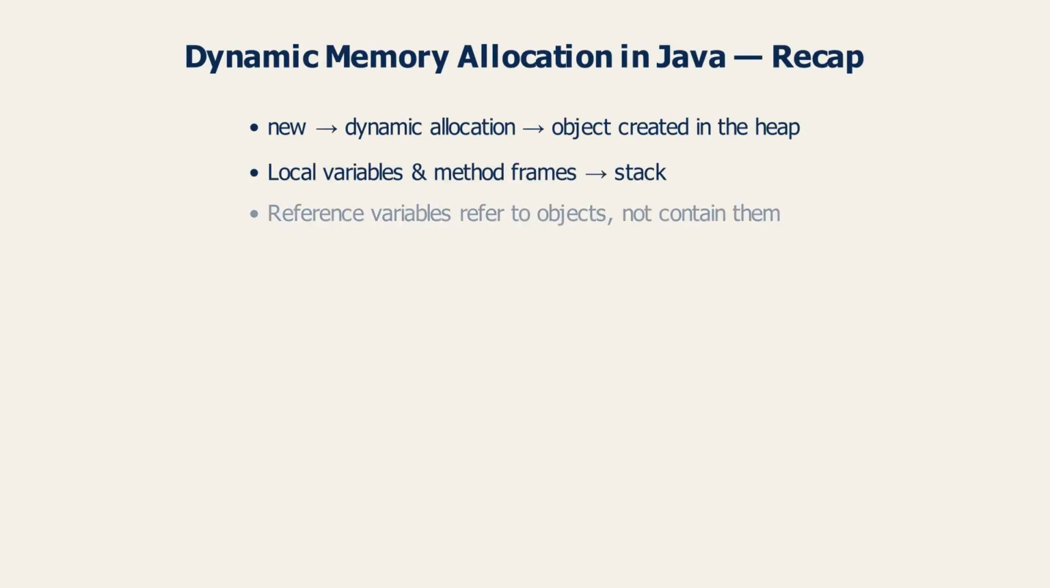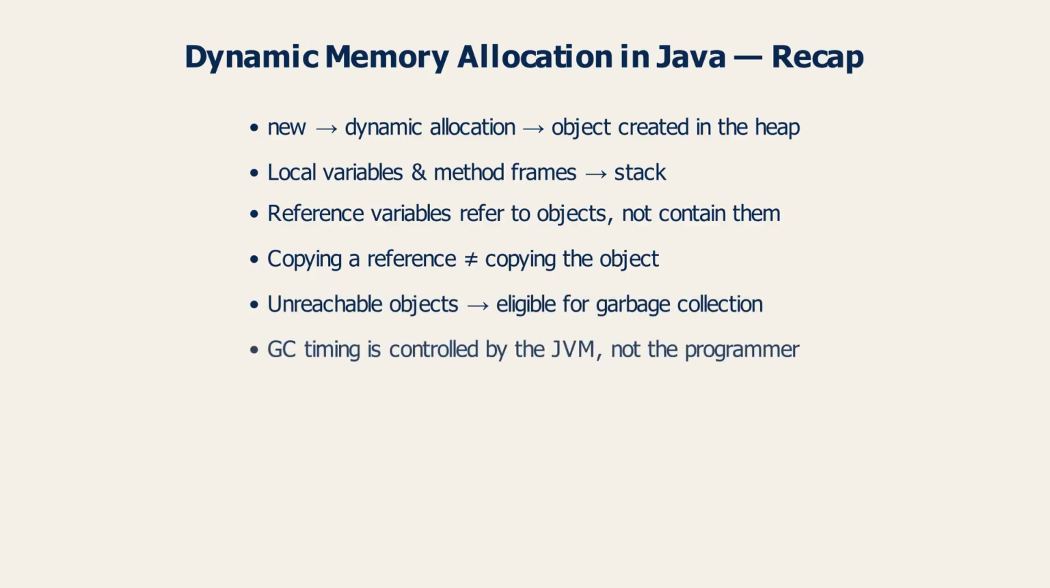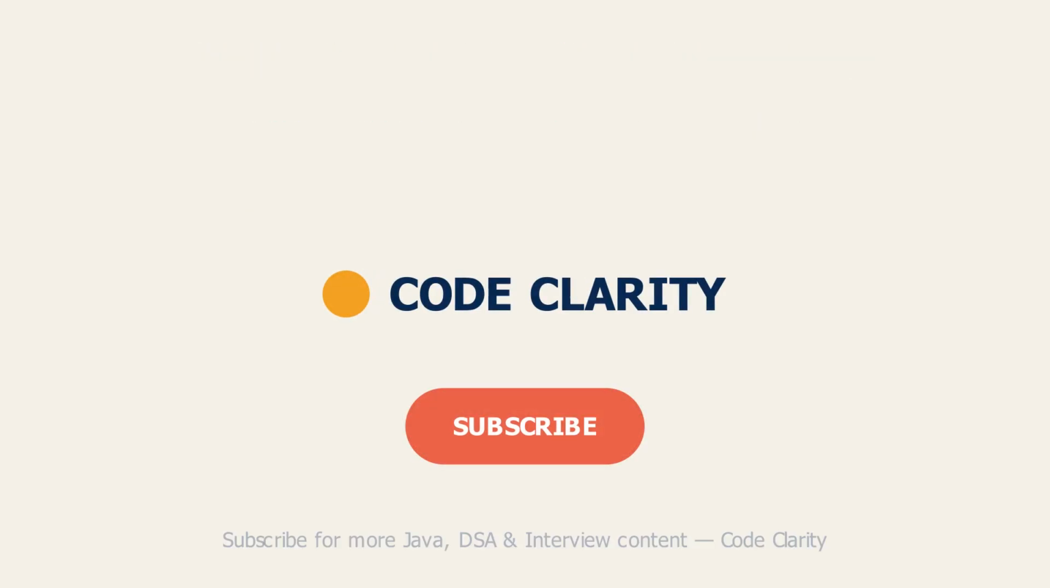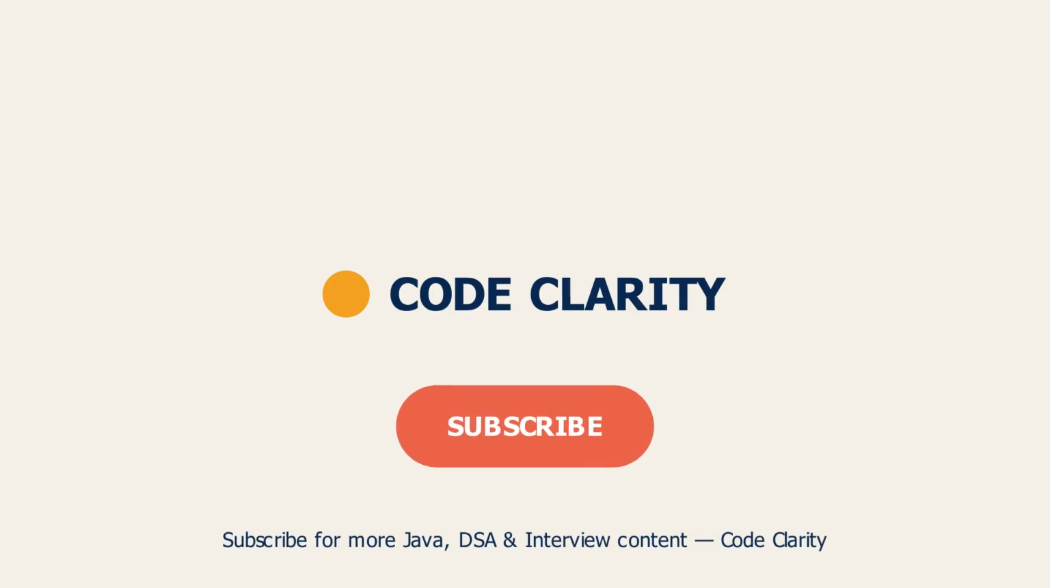Let's bring it all together. Java uses dynamic memory allocation whenever you create objects or arrays with new. Local variables and method calls live in stack memory. Objects and arrays live in heap memory. Reference variables refer to those objects. They don't contain the objects themselves. Assigning one reference to another never copies the object, only the reference. Unreachable objects become eligible for garbage collection, and Java handles the actual cleanup automatically, but you, the developer, still need to understand how references work to write correct, bug-free code. Once you understand stack, heap, references, and garbage collection, Java objects stop feeling mysterious. You can actually reason about what's happening under the hood.